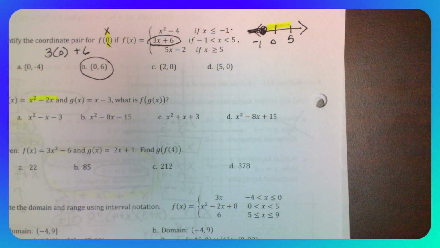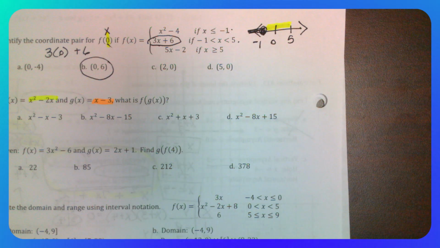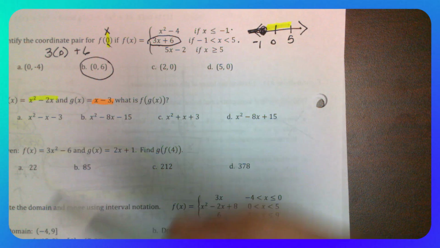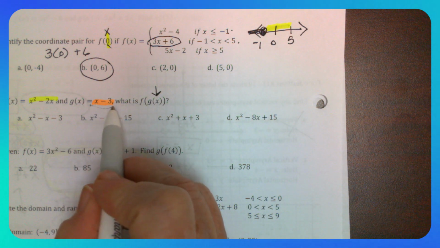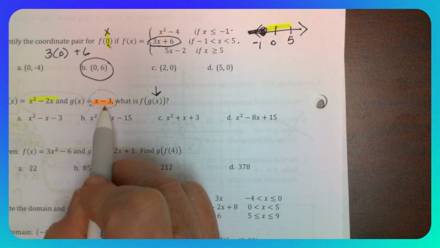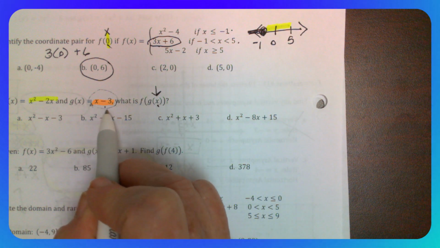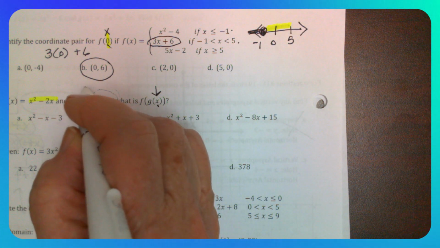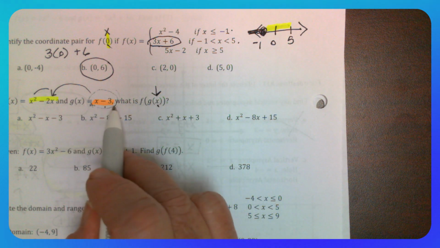And g of x equals, I'm going to highlight that in orange, x minus 3. What is f of g of x? So we're going to start inside, and we're going to look at g of x. That's x minus 3. So we're going to take all of that. It doesn't give us an input or a number for x. So that means take all of this and put it into f wherever there's an x, that whole expression.